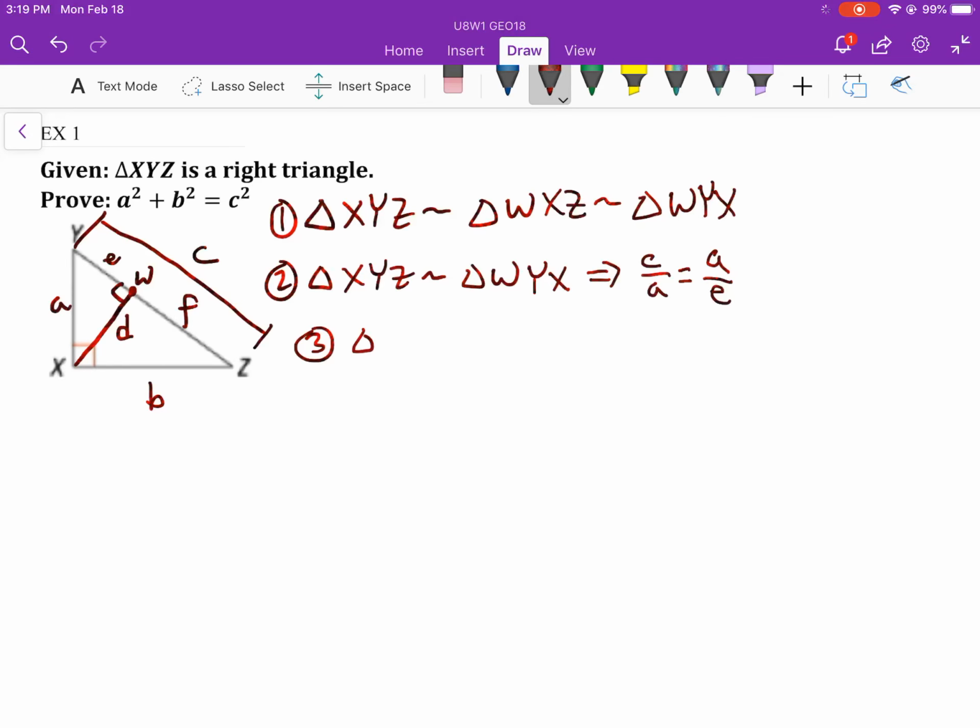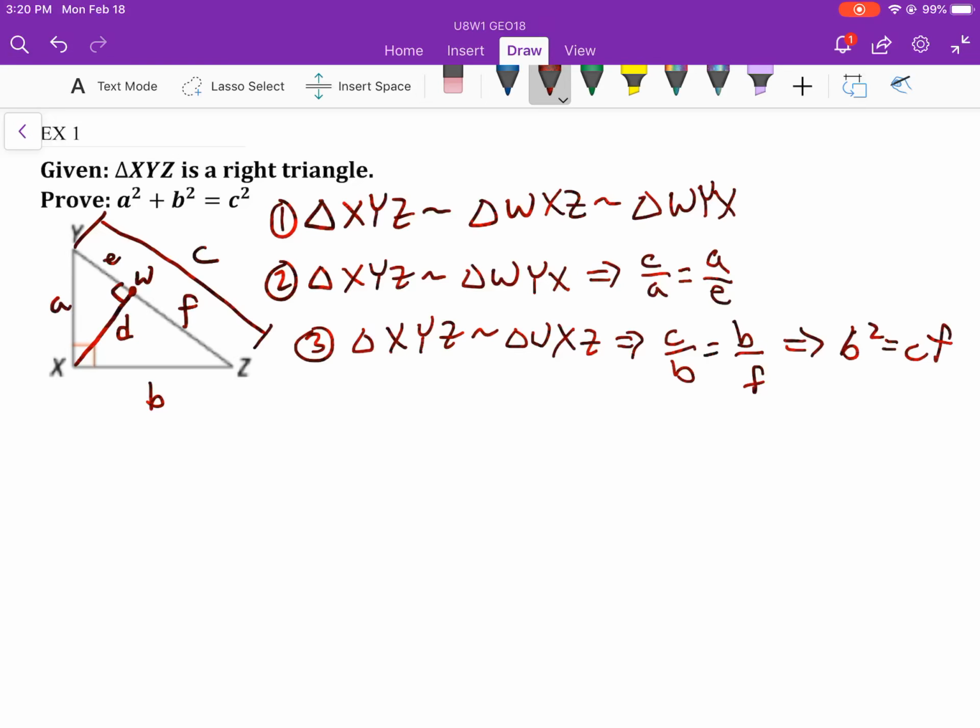Step number 3. We can say that because triangle XYZ is similar to triangle WXZ, that implies that C over B is equal to B over F. And that implies, if you solve that, B squared is equal to CF. Oh, and this one implies that A squared is equal to CE. Okay.